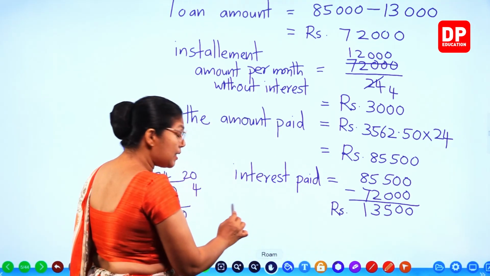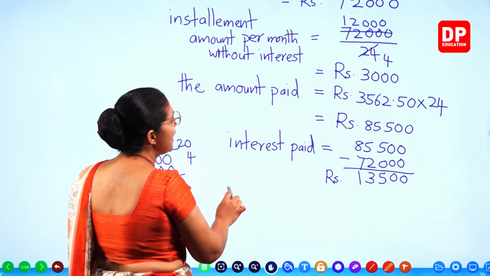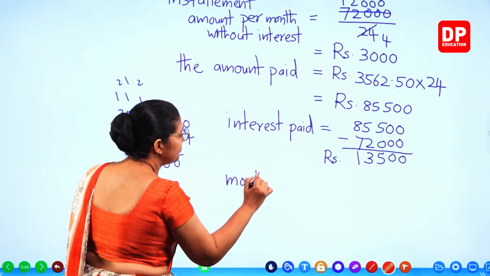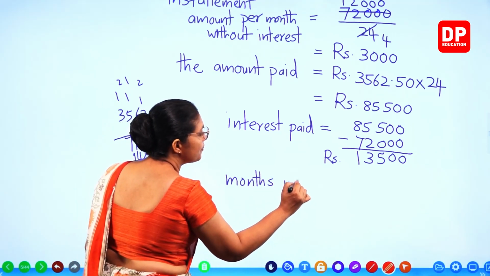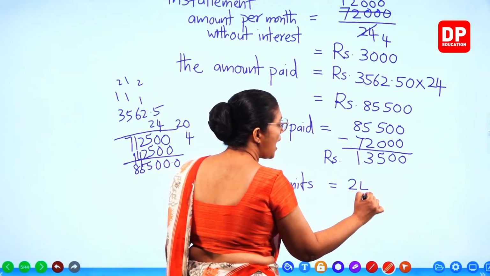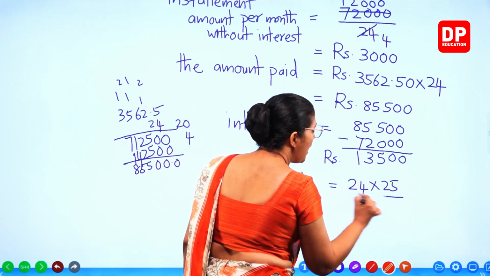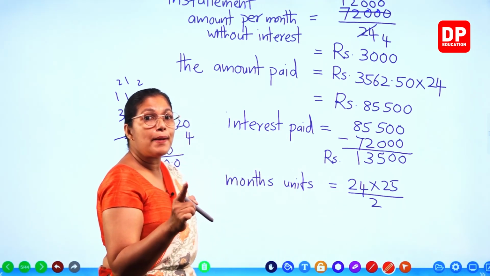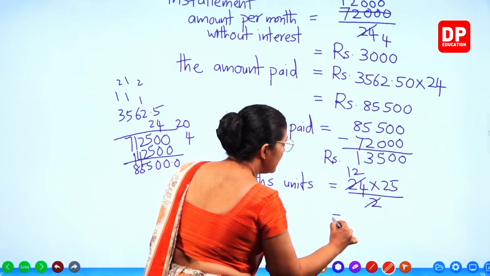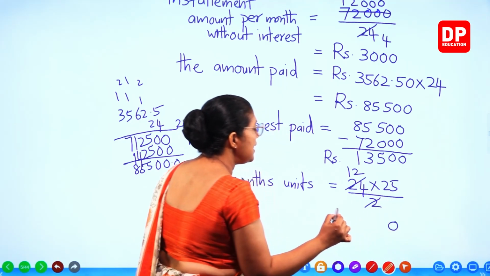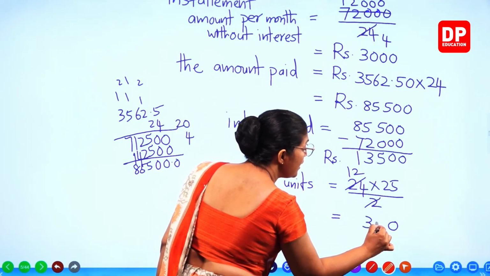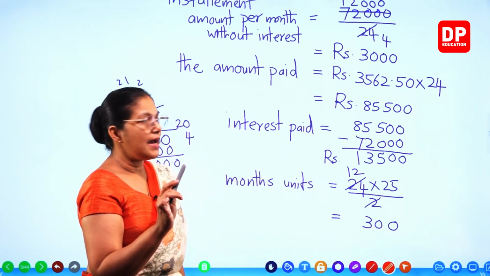Then we have to calculate month units, because this is the reducing balance method. So what are the month units? There are 24 equal monthly installments, so 24 times 25 divided by 2. Why? It is n times n plus 1, divided by 2. This is 12 times 25. 12 times 5, 60. 12 times 2, 24 plus 6, 30. So 300 month units are there.